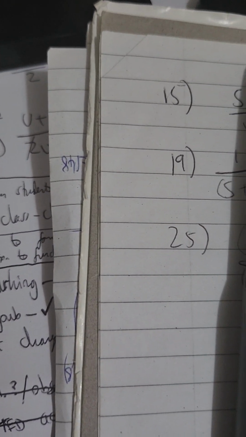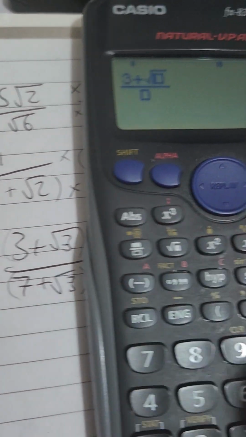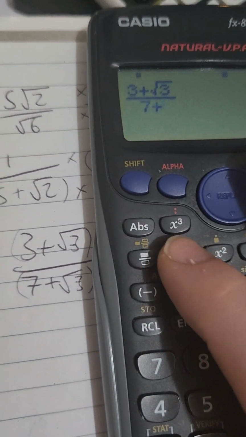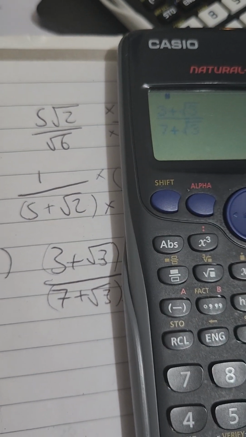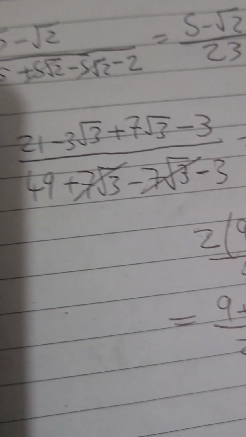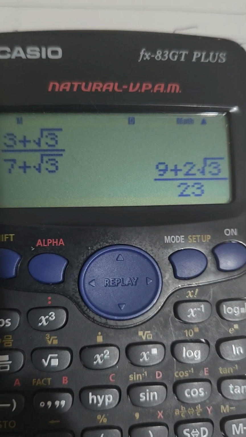And the same with the last one. If I type in fraction button, 3 plus root 3, press down, 7 plus square root of 3, press equals, and it comes up again, 9 plus 2 root 3 over 23, which is the same as that. So use your calculator, it does help.